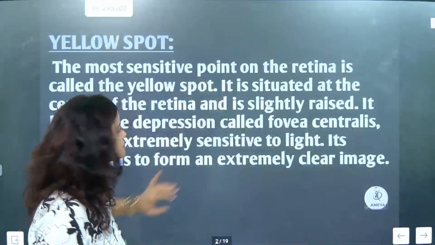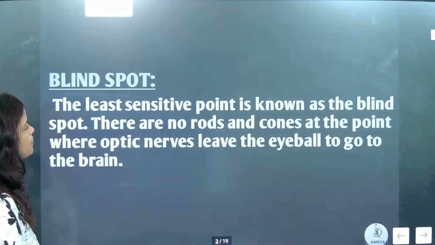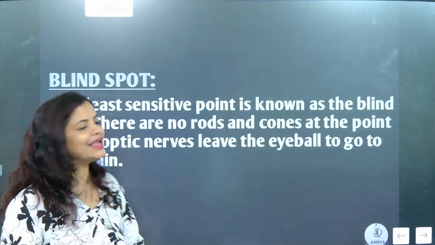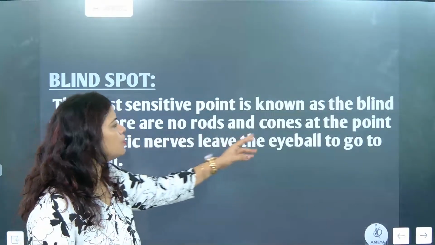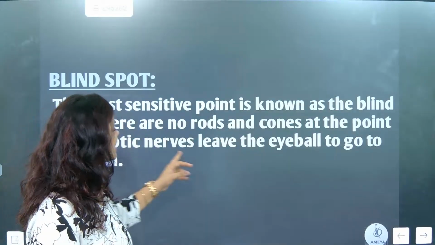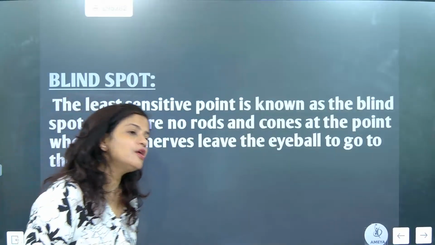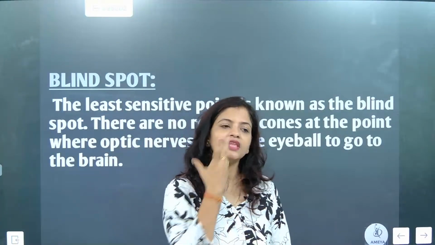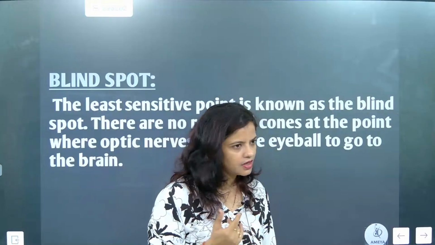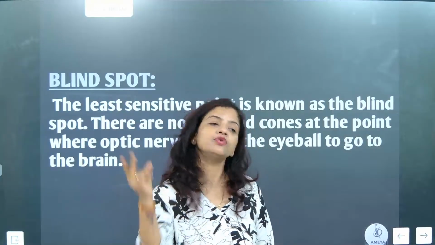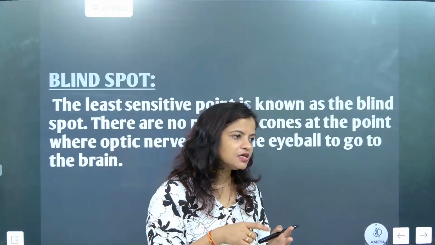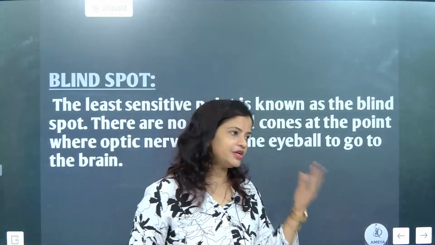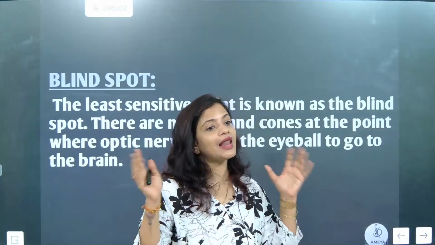Till here understood? Now next comes the blind spot. The least sensitive point is known as blind spot. Will there be any image formation? No. There are no rods and cones at that point where optic nerve leaves the eyeball to go to the brain. See, there is a small story I am telling you. The light is entering. Cornea allows the light to enter. It is falling on lens. The lens will converge it and give to retina. The retina is having yellow spot, correct? Yellow spot is light sensitive.